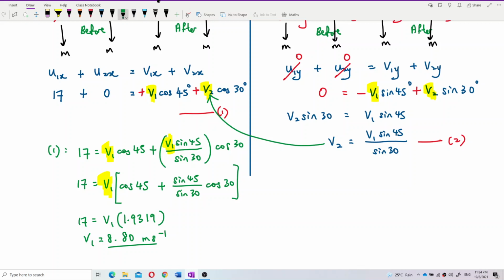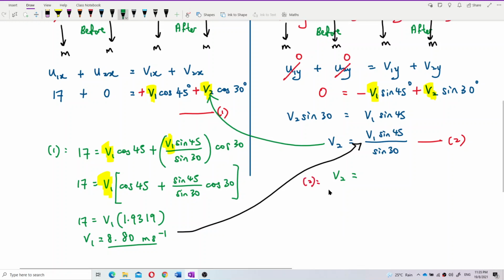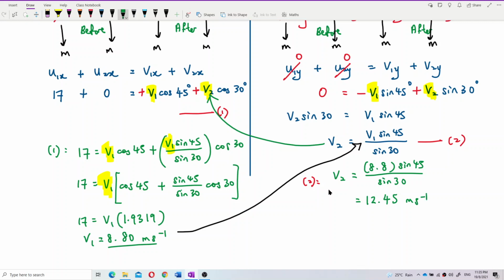We got 8.80. How about v2? Let's substitute this one into here. From equation 2, we can find out v2. So this is 8.80 multiplied by sine 45 and then over sine 30, and then we calculate again. I got the answer: v2 is 12.45 meters per second.